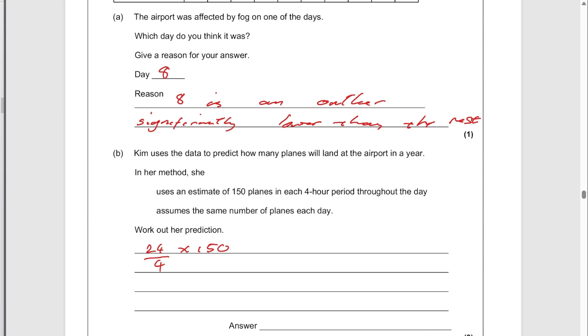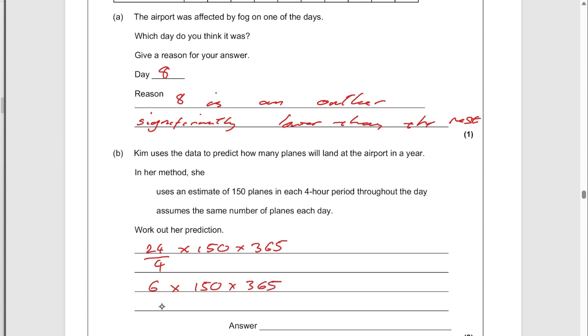How you build that up to 1 year is slightly up to you. I just times it by 365. Some people times it by 4 to say how many in a month, times that by 12. Some people times it by 7 and then times it by 52. I think the way I would consistently do this is with 365. So 24 divided by 4 is going to give me 6. Then 6 times by 150 times by 365.